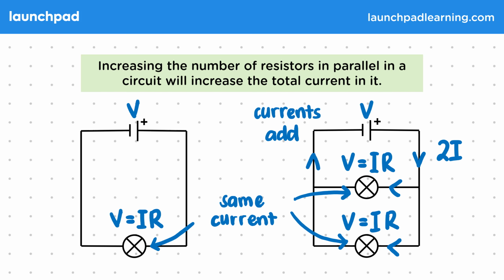Now, you won't need to be able to recall this detailed explanation for your exam, but you should be able to understand that since the total resistance is decreasing as we add components in parallel, the total current must be increasing. But how else do parallel components affect the current?